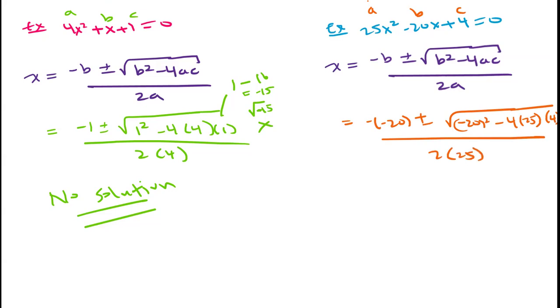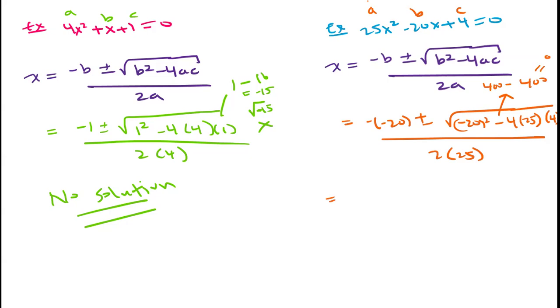So negative 20 squared, I'm looking at the inside here, is going to give us 400, correct? And then 4 times 25, that's like saying 4 quarters, that's 100 or a dollar. And then 100 times 4 is also going to give us 400. So 400 minus 400 gives us 0.